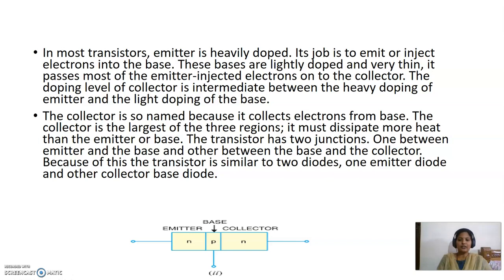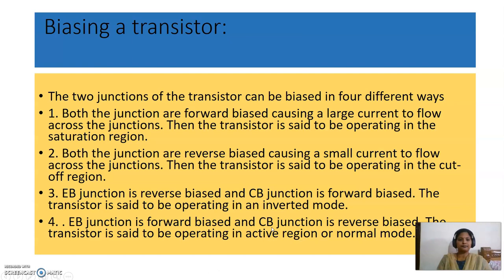Now the transistor has two junctions. One junction is between the emitter and base, the emitter base junction. The other junction is the collector base junction. In biasing a transistor, considering both junctions, the transistor can be biased in four different ways. If both junctions are forward biased, that is, emitter base and collector base are forward biased, then a large amount of current flows across the junctions. Then the transistor is said to be operating in the saturation region.